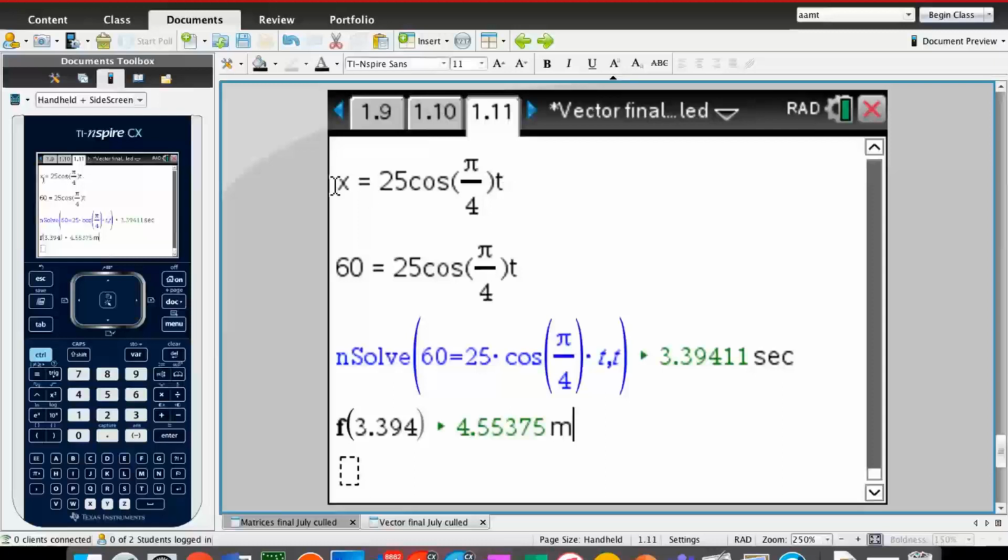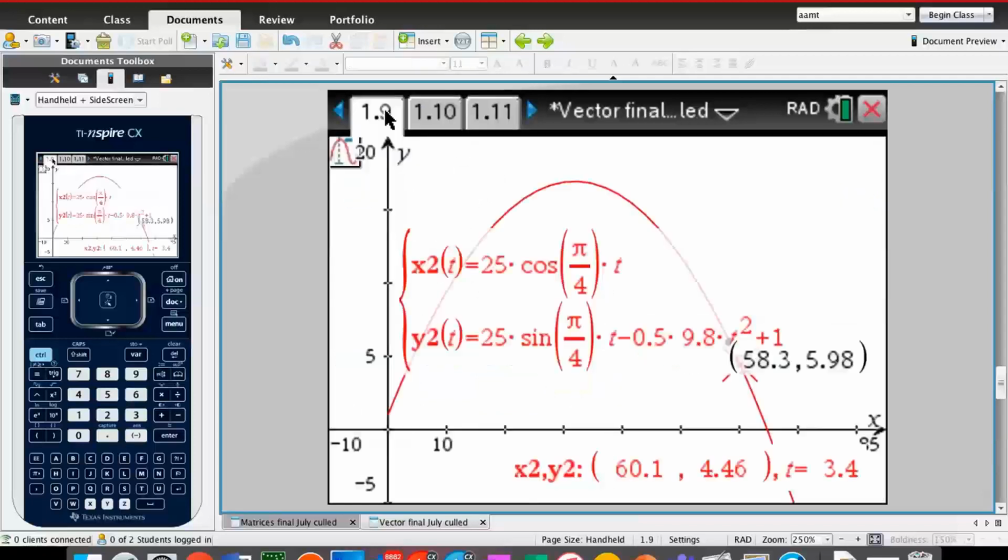So using the horizontal component, we've got 60 equals 25 cos pi t on 4. So at what time does it get to 60 metres away? We can use our linear solve or n solve that equation. You can write the variables in terms of t or x. So it's about 3.39 seconds, which we saw back here. It was 3.4 seconds, so that's been rounded.